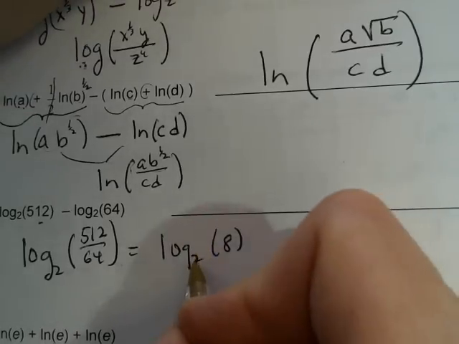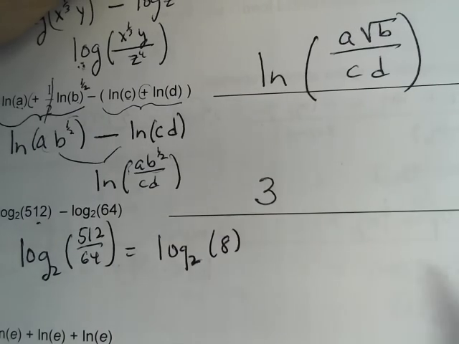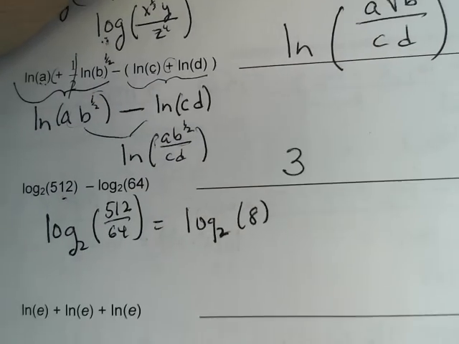Now I can ask myself, 2 to the what power equals 8? Well, I know 2 to the 3rd equals 8, so the answer is 3. The word log comes out of there. 2 to the 3rd is 8.